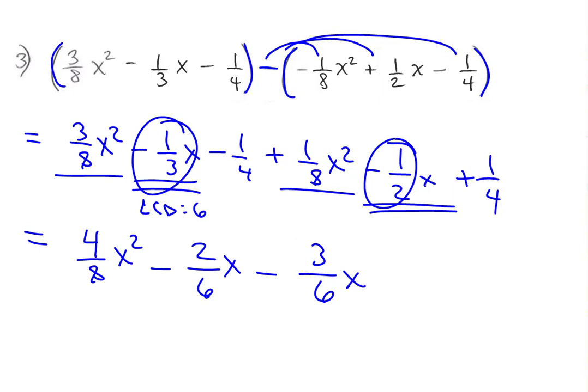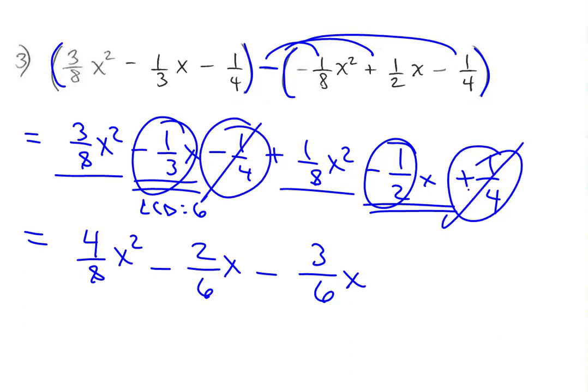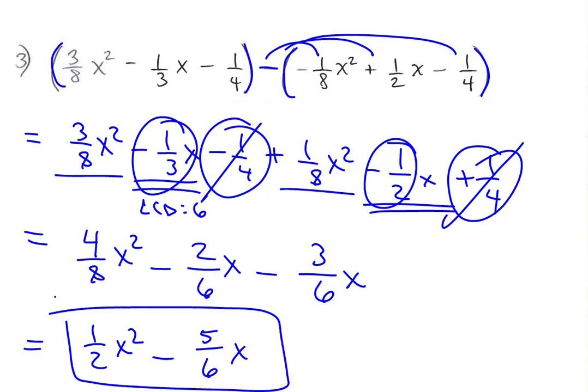And then notice, looking ahead here a moment, we have a minus 1/4 and a plus 1/4. Those are like, and they just cancel out. So we can go ahead and continue by finishing this problem in reducing and combining the fractions. So we have 4/8, that's really 1/2. So we have 1/2 x squared, also known as x squared over 2, same thing. And then we have minus 2/6 minus 3/6. Altogether that's minus 5/6 x, and that's where we can stop as combined terms.